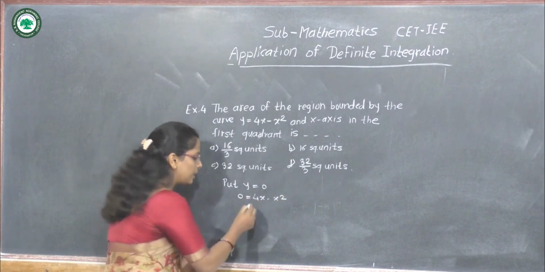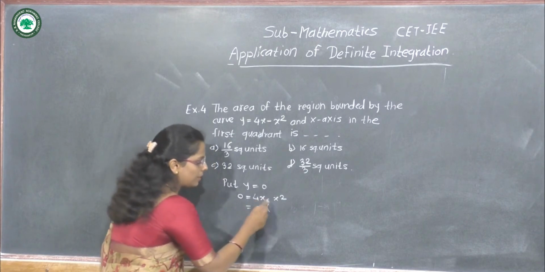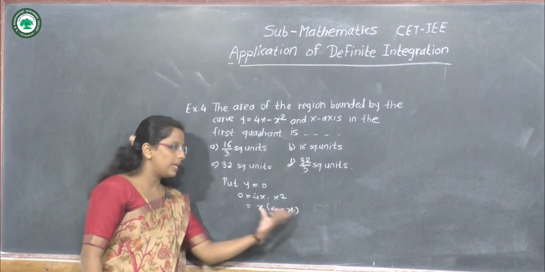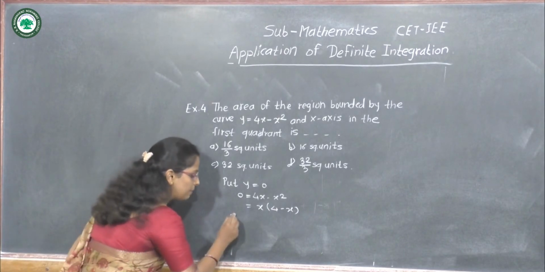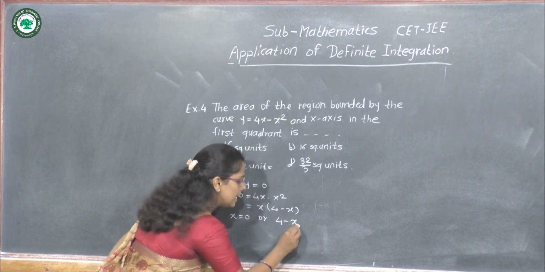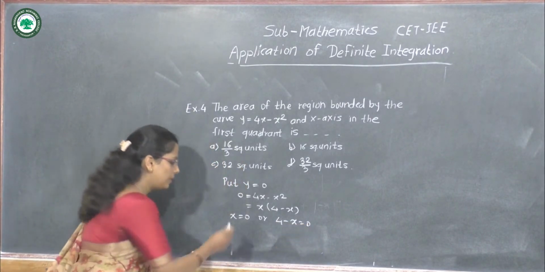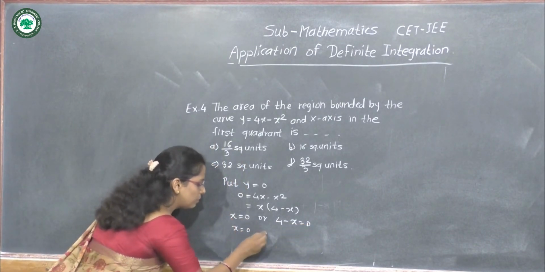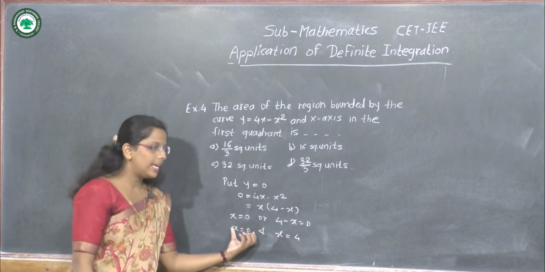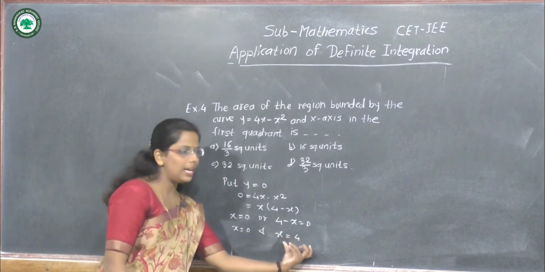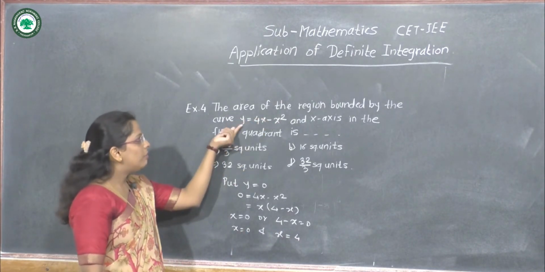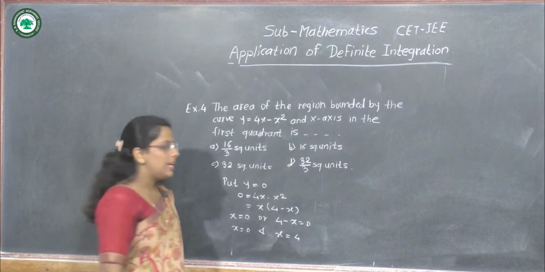Taking x common, we get x into 4 minus x is equal to 0. That means x is equal to 0 or 4 minus x is equal to 0. Therefore, x is equal to 0 and x is equal to 4. Now we get the limits x is equal to 0 and x is equal to 4, as well as we have the curve y is equal to 4x minus x square.